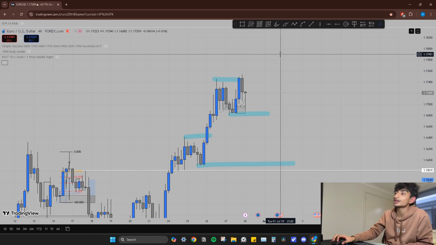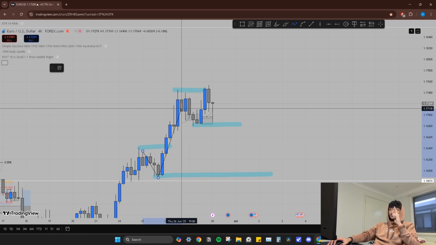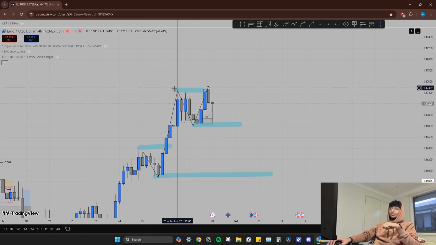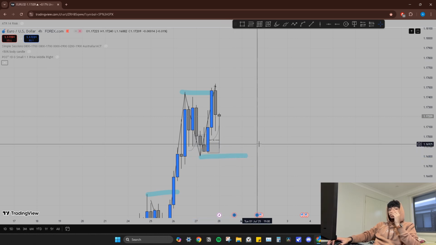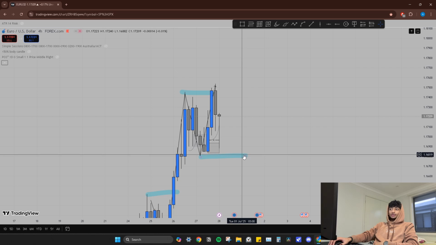Okay, so starting out on the 4 hour time frame, what do we see here? First thing we see is a break of this structure, and then we see a pullback, and then we see another break of structure right over here. This tells me that this zone right here is my strong low, and I'm going to be looking for longs unless this strong low is broken.